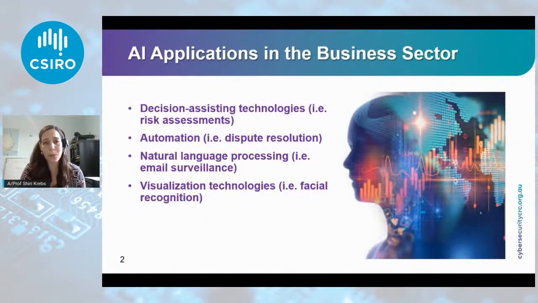I just wanted to start with a brief introduction on a few AI-based applications in the business sector, and then I'll move on to describe some of the challenges with each of those, focusing on decision assisting technologies, but looking at some of the challenges that relate to the human-machine interaction in AI.